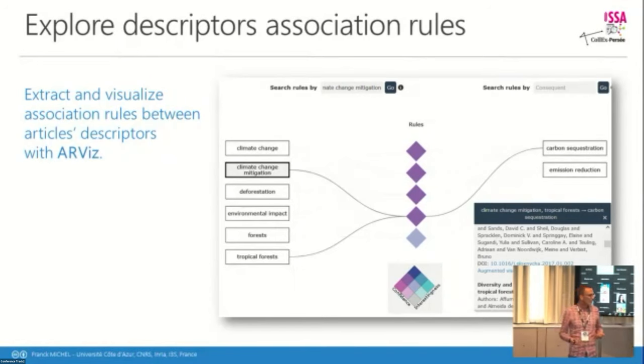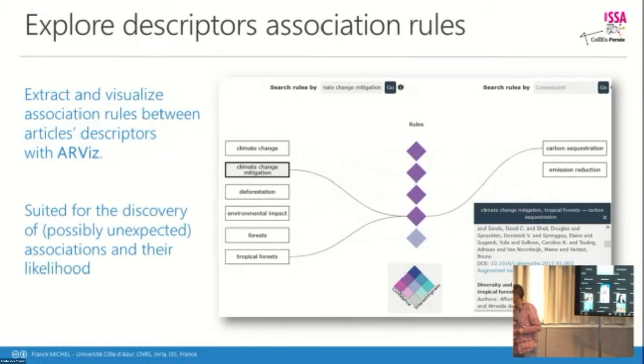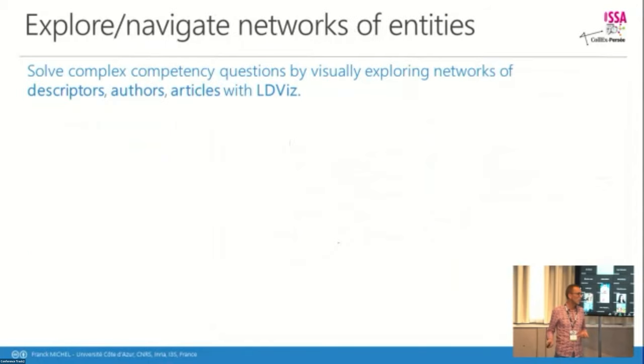So that first tool is quite well adapted, we think, for the discovery of associations that may not be that obvious. So typically you may be able to discover a new research hypothesis with this kind of tool. The other one is meant to explore networks of entities throughout the archives. Entities are articles, authors, research topics, taxonomic groups, that can be anything.